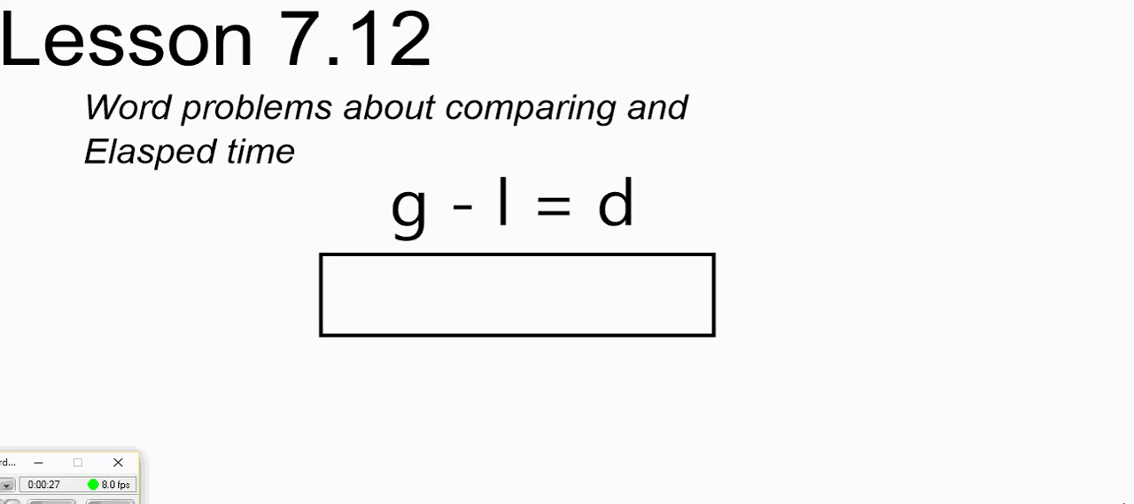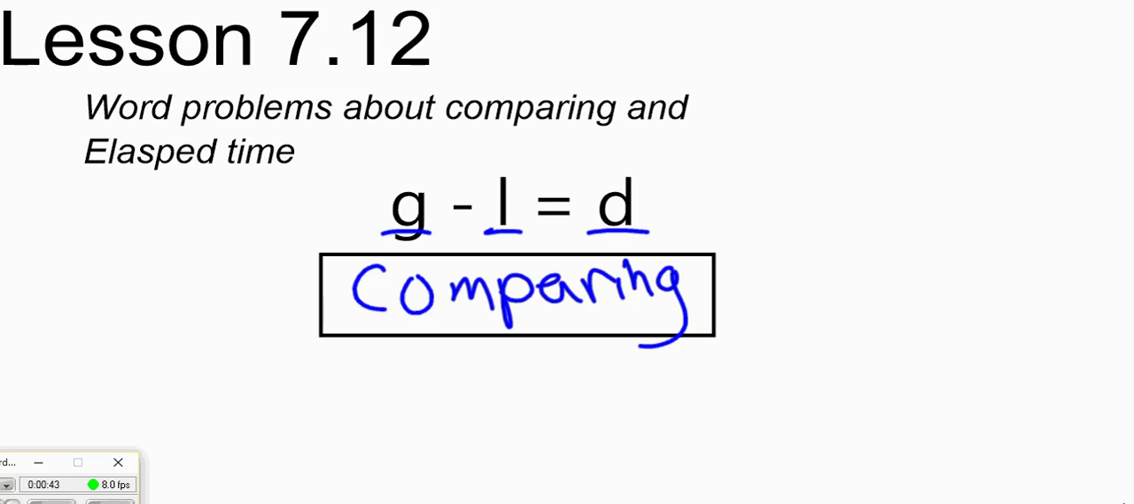So here is our comparing pattern. And so we can throw that word up there. So what does it stand for? G stands for greater, L stands for lesser, and D stands for the difference. And so we have those three ideas. Greater minus lesser equals the difference. Let's take a look at a problem to see how these work.